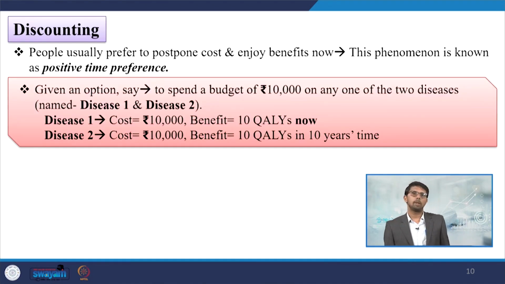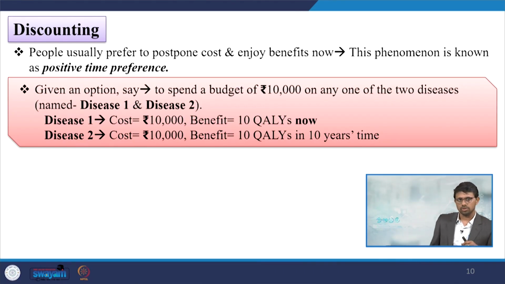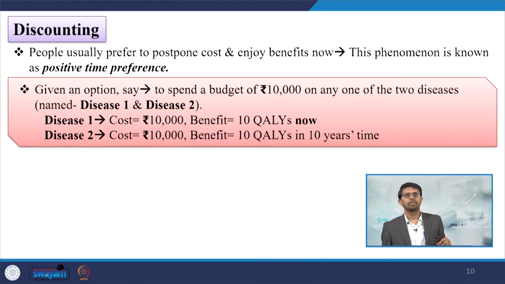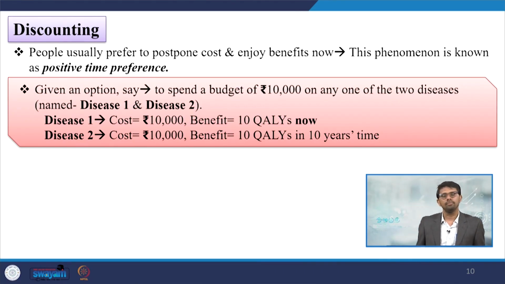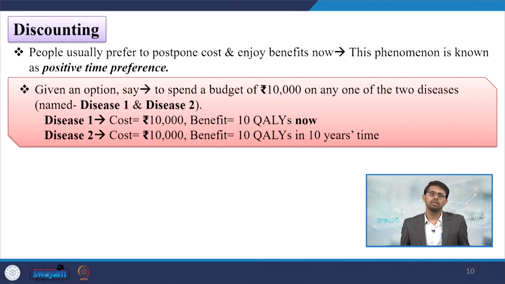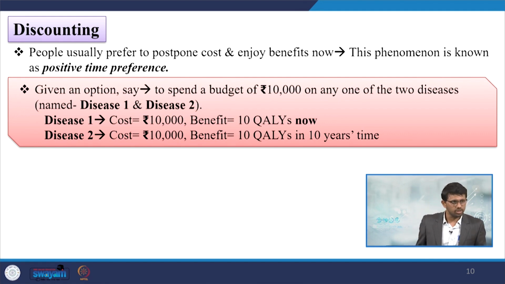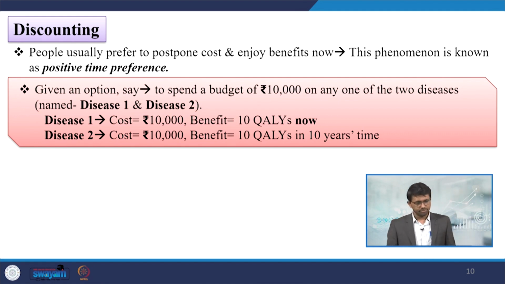So far we have discussed just the cost at a point of time. Over a period of time, the cost or the benefit must also be included, in the sense that there must be some form of discounting in the evaluation whenever we are supposed to find out. People usually prefer to incur cost and enjoy benefits now. This phenomenon is known as positive time preference.